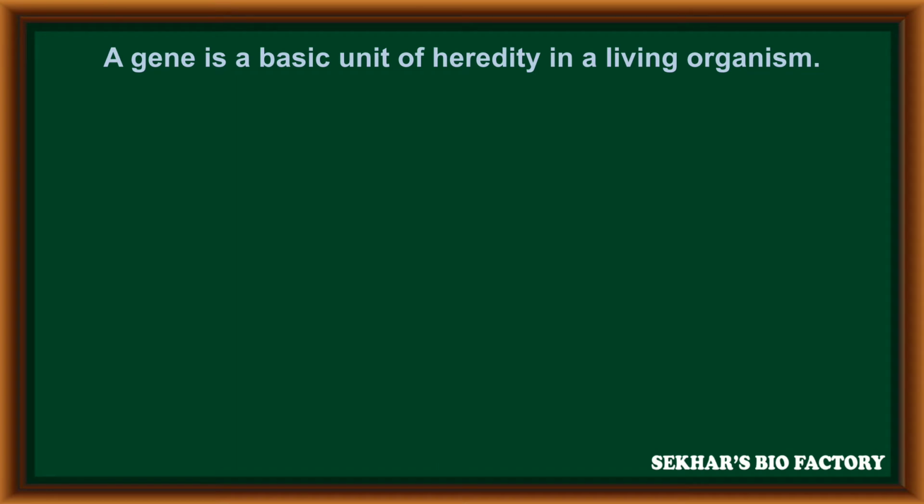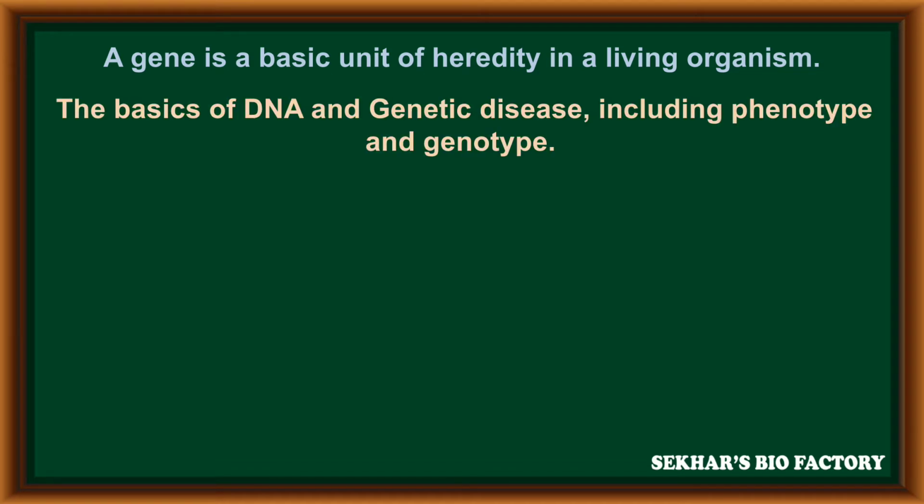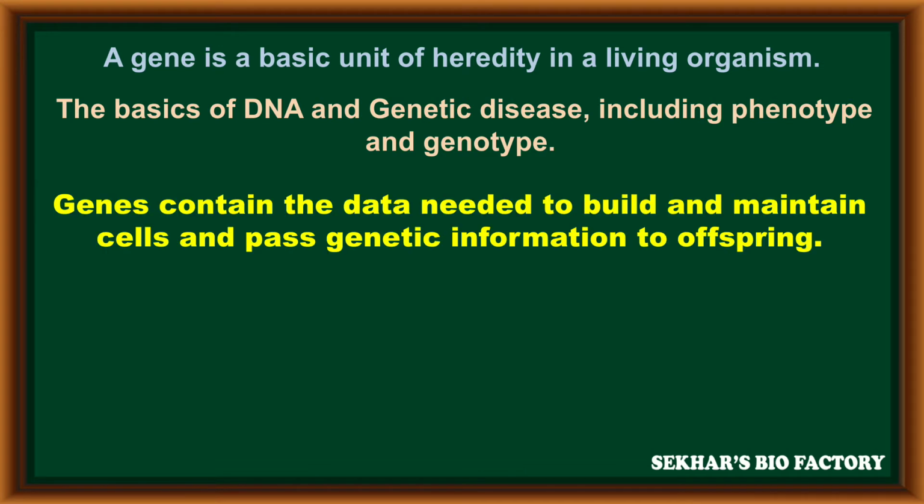A gene is a basic unit of heredity in all living organisms to transmit the characters or traits from one generation to the next generation. The basics of DNA and genetic diseases include phenotype and genotype. Genes contain some information or data needed to build and maintain cells, and they also pass genetic information from parents to offsprings.